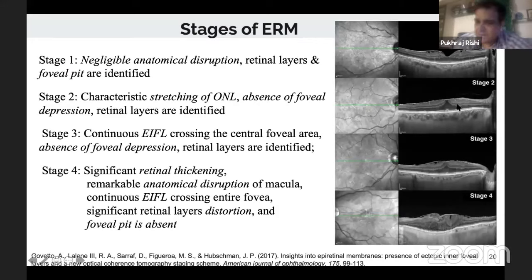In the second OCT, you can see the outer nuclear layer is ectatic and going way up all the way to the epiretinal membrane or the foveal surface, and the foveal dip is lost. In the third stage, you see that the ectopic inner layers are now seen, and that is different from stage 2. The inner foveal layers are straddling the outer nuclear layer, because of further traction, and this inner layer also gets ectasia. And in the fourth stage, there is almost a complete anatomical disruption of the macular retinal layers.